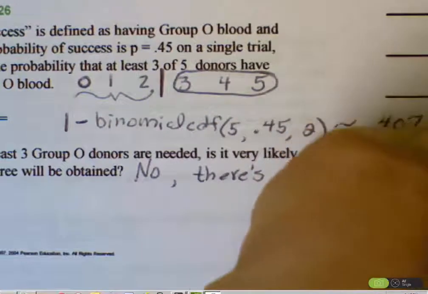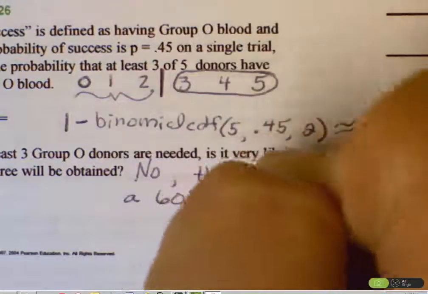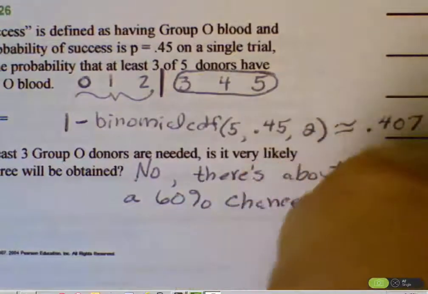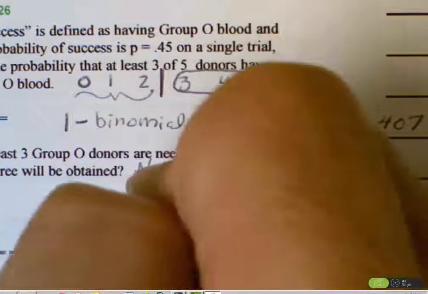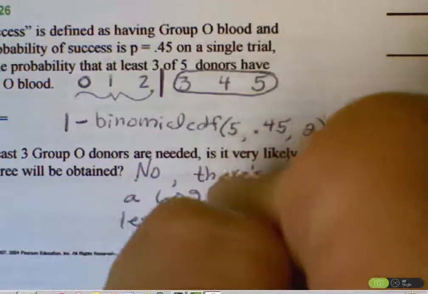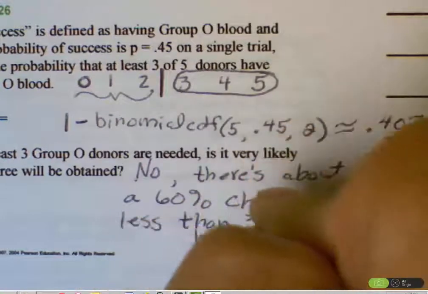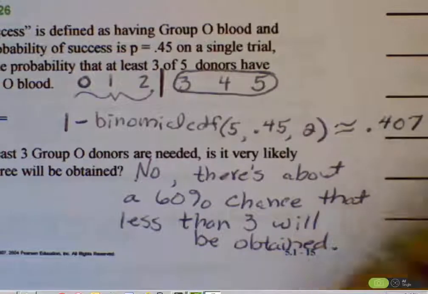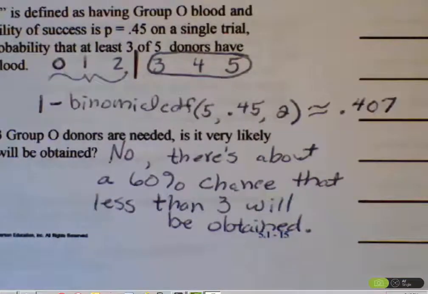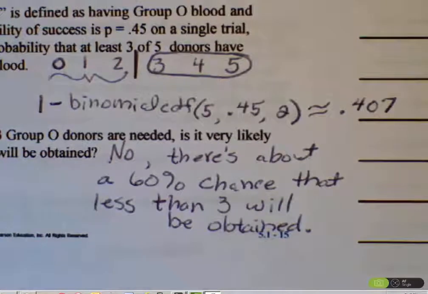There's about a 60% chance that less than 3 will be obtained. No, actually, it's 59%, but I'm just trying to answer this question as simply as I can.